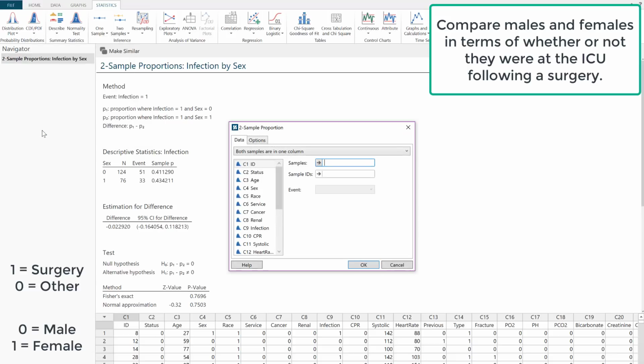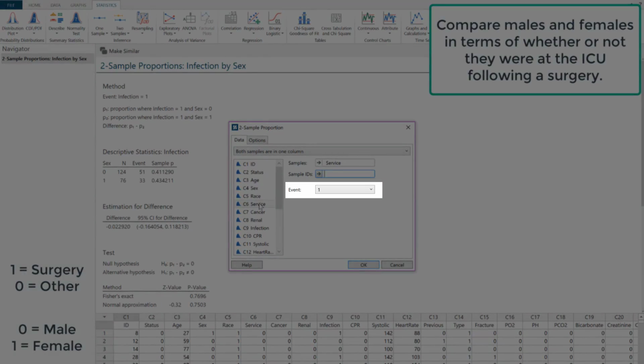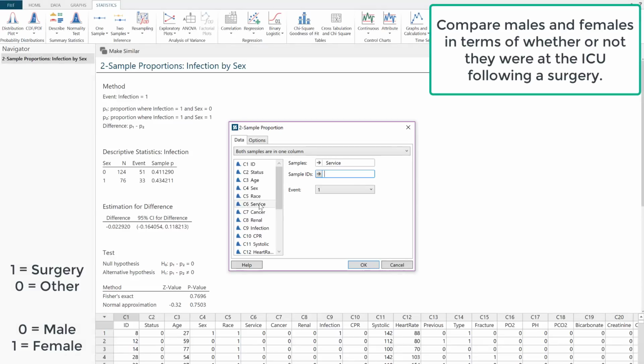Both of our samples, in other words, the males and the females, are all in the same column. Samples are the response variable. This is service. We want to compare the proportion who had surgery, so that means service equals 1. The sample IDs is the explanatory or grouping variable. That is sex.